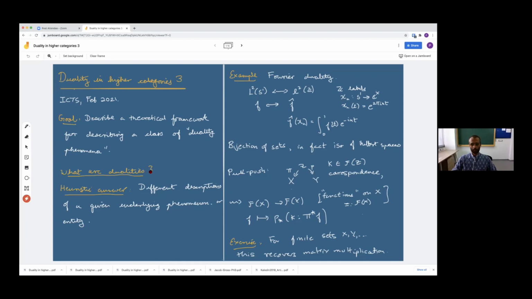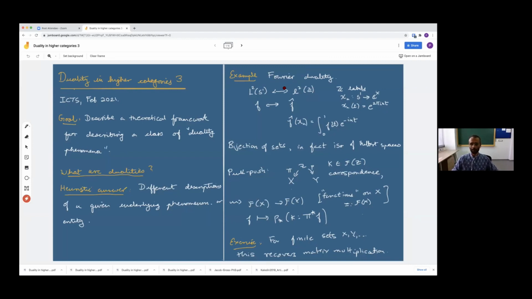So let's begin with the question, what are dualities? A heuristic answer, as I said in the first lecture, is that you have a duality when you have different descriptions of a given underlying phenomenon or a given underlying entity. When you have two different descriptions, you might say they're dual descriptions, and you can go back and forth between the two descriptions. Here's an example, which I mentioned already.